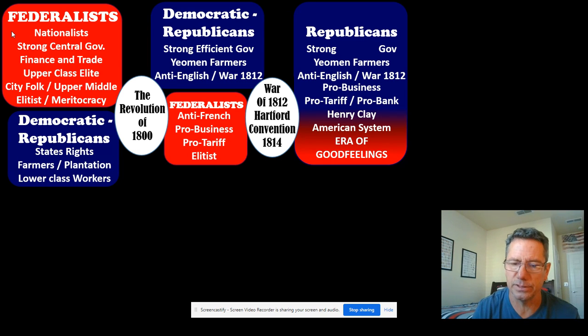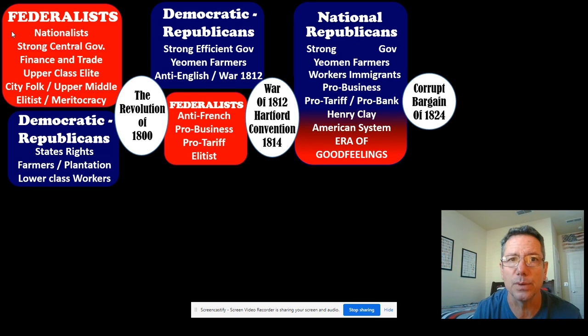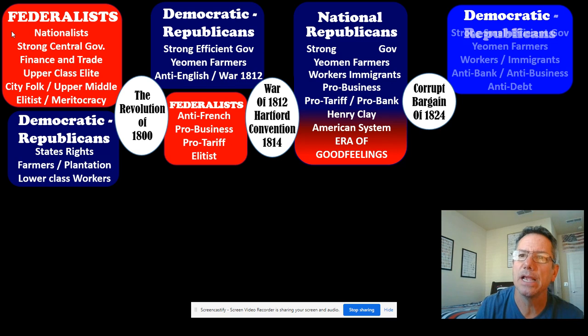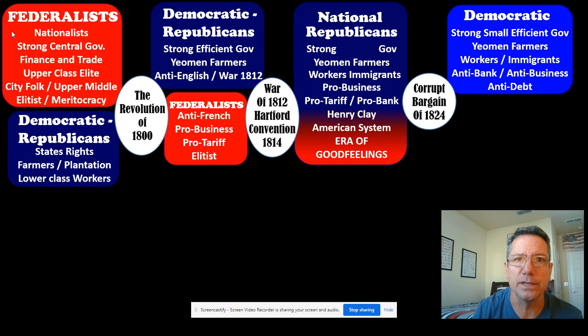Democratic Republicans, Jeffersons, start to morph into the National Republicans, and they start to end up being more of a Hamilton Federalist mindset. And then eventually, in the corrupt bargain of 1824, John Quincy Adams will win by basically having Henry Clay help him out in the House of Representatives, and that'll bring about the new Democratic Party in 1825.